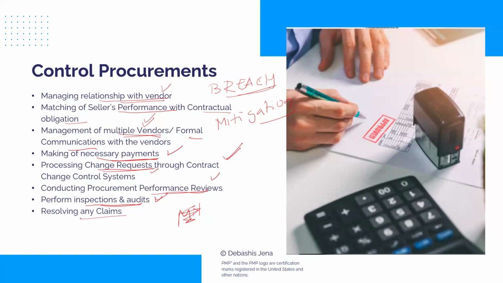Last one, resolving any claims. Hey, what is the meaning of the term claim now? Claim in the context of a contract has a specific meaning. Let me share that. See, claim in simple language means any dispute or disagreement between the buyer and seller is termed as claim. It could be any kind of a dispute.